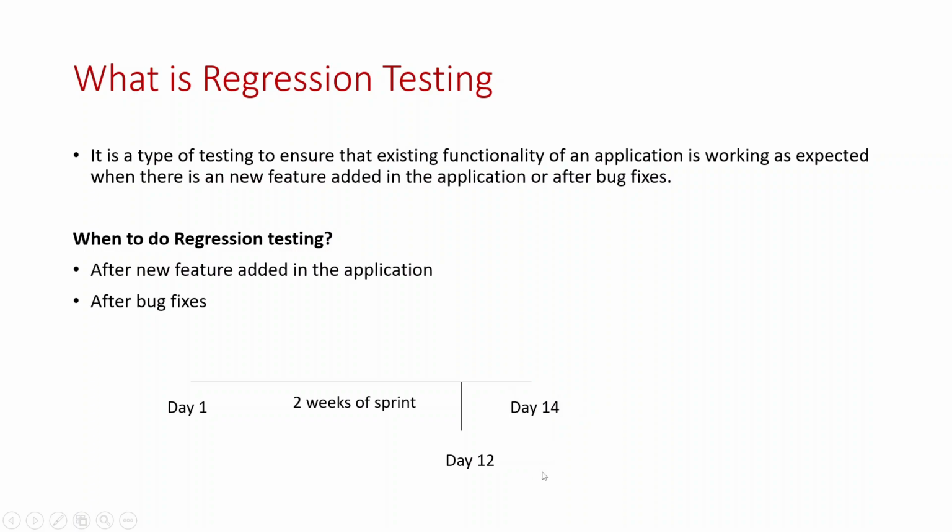In that scenario, what we do is test the existing functionality of the application. What are the impacted areas due to this new feature addition or due to the bug fixes? Is there any chance of breaking in the existing application? So that we are performing testing. For that we are doing regression testing around the entire application to ensure there is no break in the application. So for the rest of the 2 days we are going for regression testing.